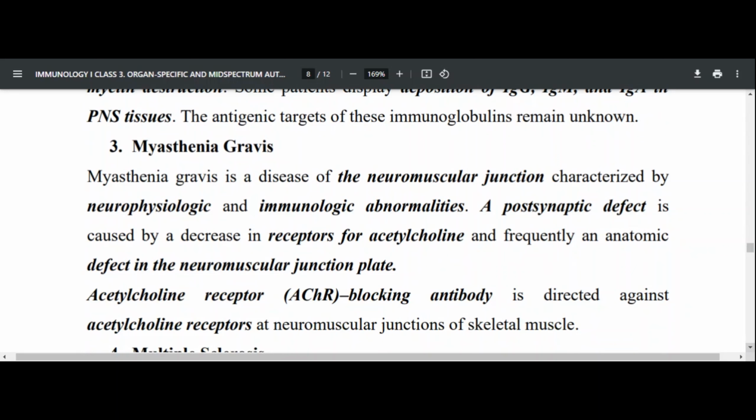It is going to block acetylcholine. Acetylcholine receptors will be blocked by autoantibodies directed against acetylcholine receptors at the neuromuscular junction, because acetylcholine is a neurotransmitter that should pass through the synaptic zone between the neurons. Because of these defects, acetylcholine receptors are targeted by autoantibodies, and of course that will impede neurotransmission, and this is what we call myasthenia gravis.